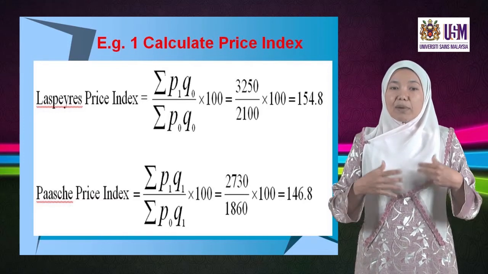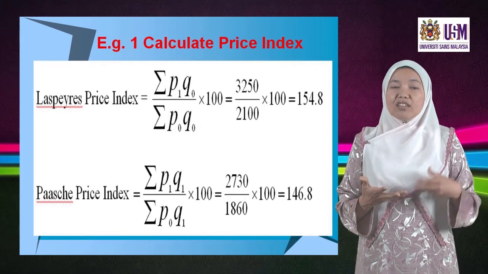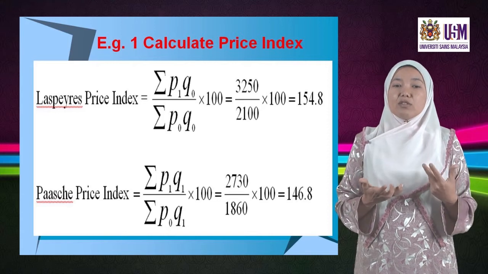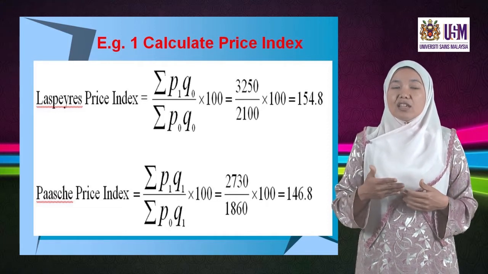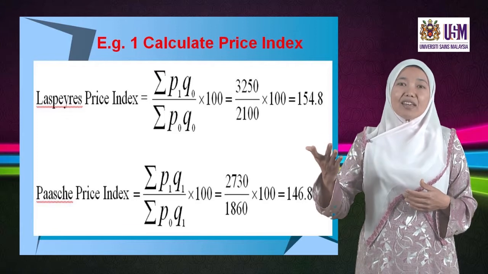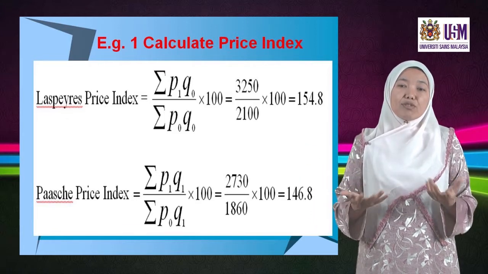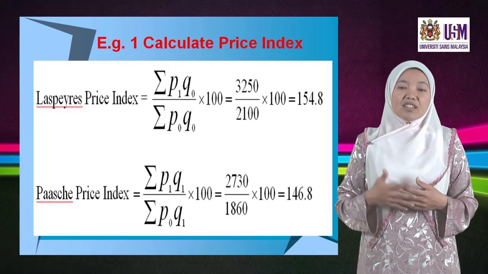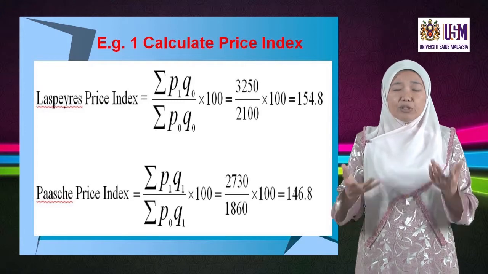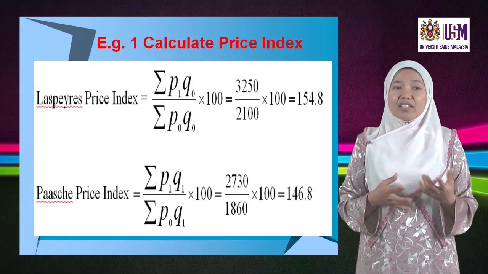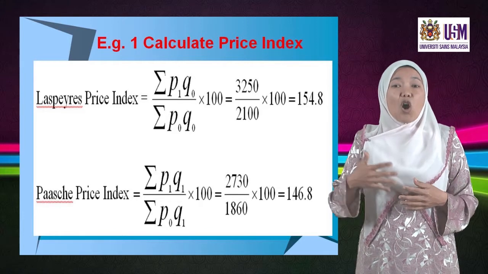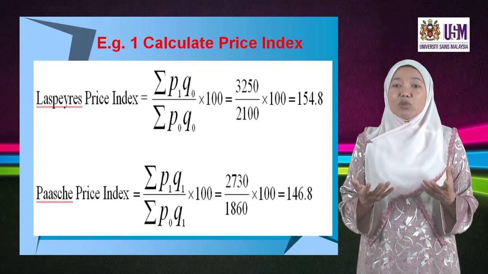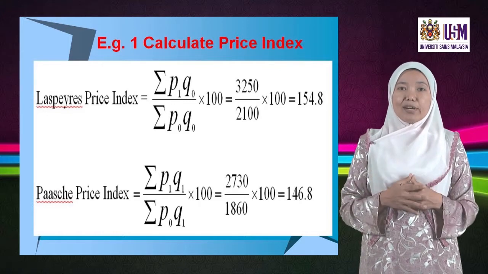So you have this Paasche price index, 144.8. So we are talking about the same basket of goods and services. It's just that Laspeyres is using the base year quantity, while the Paasche index is using the current year quantity. So you see that the index for Laspeyres is a bit higher, 154, so an increase of 54.8%, while the Paasche price index is a bit lower, 146, an increase of 46.8%. So that's why we say that the disadvantage of the Laspeyres index is it tends to overstate the increase in price. As for the Paasche index, it tends to understate the increase in price.